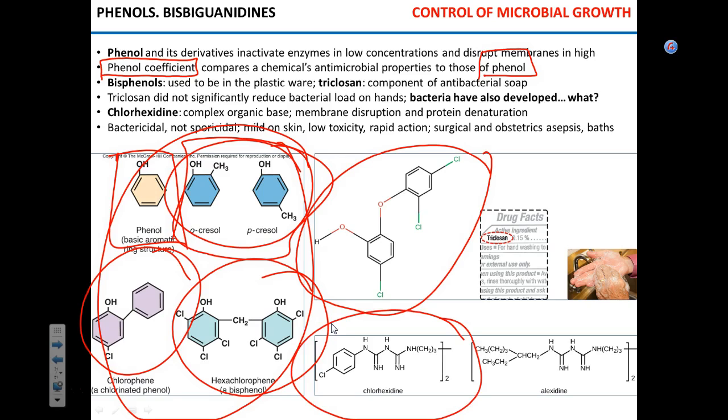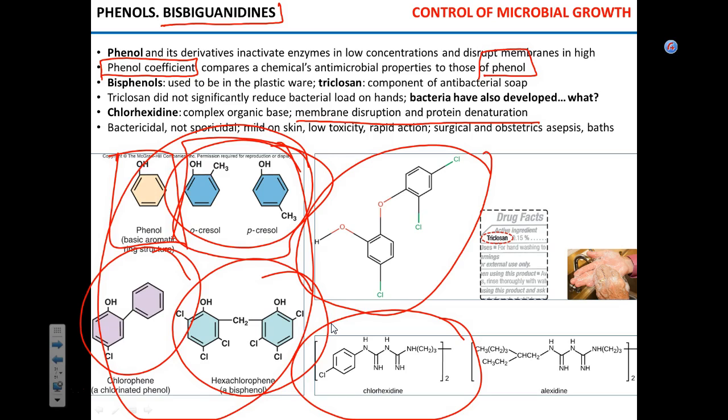Chlorhexidine belongs to the group of chemicals known as bisbiguanides. It's an organic base complex. It leads to the disruption of the membranes and denaturation of proteins. So since it's a membrane disruption, it's not sporicidal, it doesn't kill spores, but it's a pretty effective disinfectant. It's one of the best disinfectants for clinical use. It is safe, works in rather low concentrations, not very toxic to humans, non-toxic to skin.